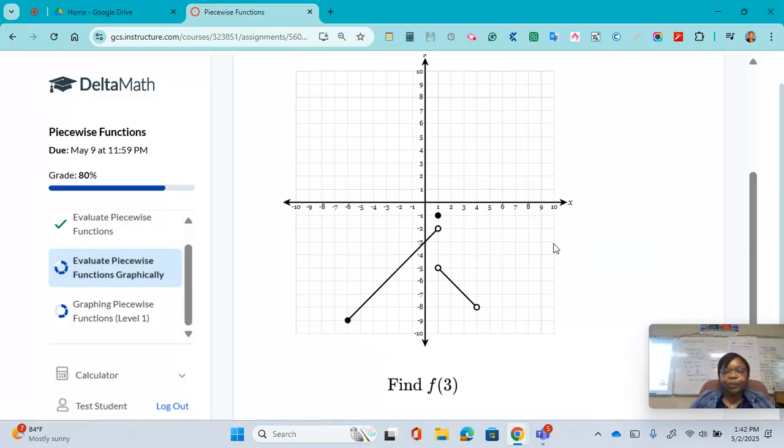I have to see what is my y value when my x is 3. When my x is 3, it touches the graph when my y is negative 7.